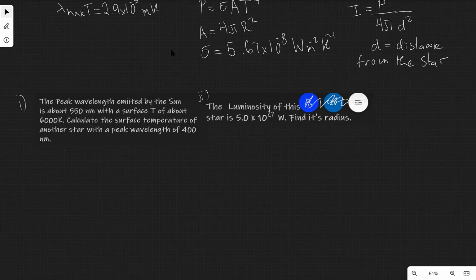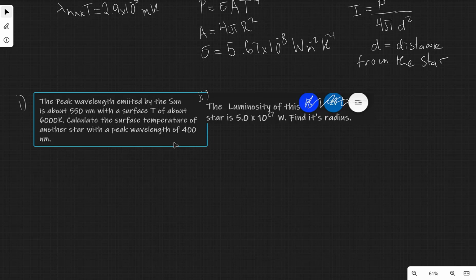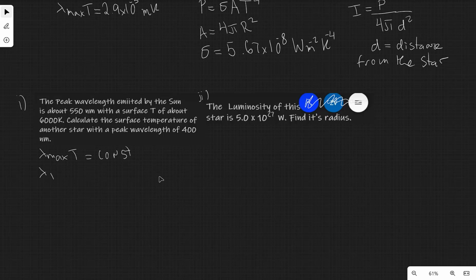So first of all, we have the peak wavelength emitted by the sun is around 550 nanometers, with a surface temperature of around 6000 Kelvin. Calculate the surface temperature of another star with a peak wavelength of 400 nanometers. Okay, so I'm going to use the good old technique that lambda max times T is equal to a constant, and we don't even need to use the constant value. So I'm going to say that lambda 1 T1 is equal to lambda 2 T2.